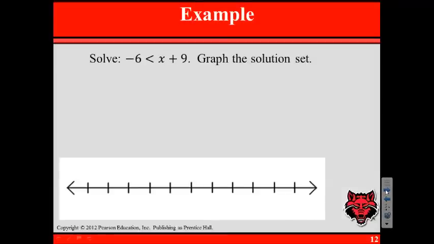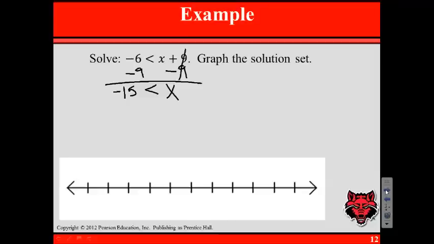Let's try an example where x starts out on the right-hand side of the inequality. So we have negative 6 is less than x plus 9. Now one thing we could do to solve this inequality in one step is subtract 9 from both sides of the inequality. If we did that, the opposite 9s would cancel, and we would be left with x on the right side, negative 15 on the left side, and the inequality would still be facing the same direction. So negative 15 is less than x.